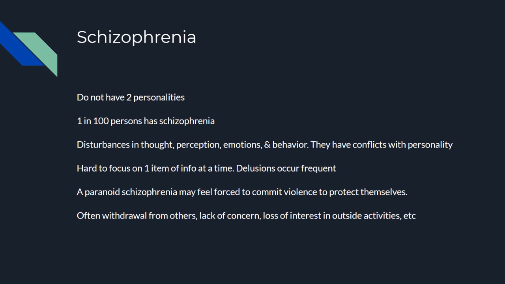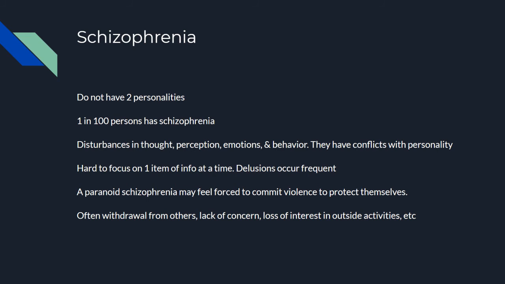People with schizophrenia do not have 2 personalities. A lot of people think that people with schizophrenia have more than one personality. That is not the case. There is a disorder called dissociative identity disorder that we'll talk about in a little while, in which people do have more than one personality, but people with schizophrenia do not have 2 or more personalities.